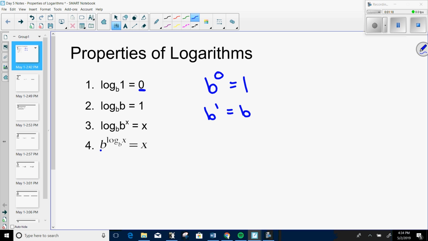And then 4, you look at the bases. If the bases are the same, then it's just going to be that number right there. So those are the 4 properties we're going to use right off the bat.